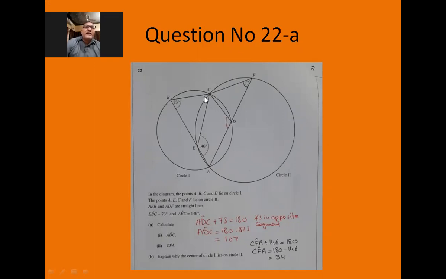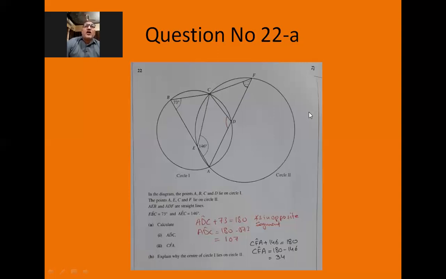So angle DCDA plus 73 will be equal to 180. The reason is angles in opposite segments are supplementary. So ADC will be equal to 180 minus 73, and that will be 107. So this angle here will be 107. The next question, A's second part, is find CFA.